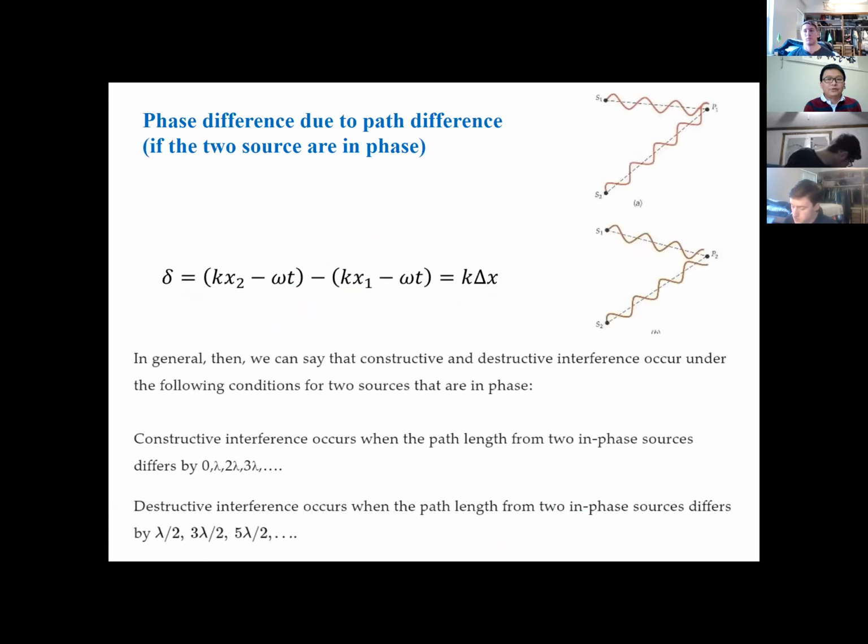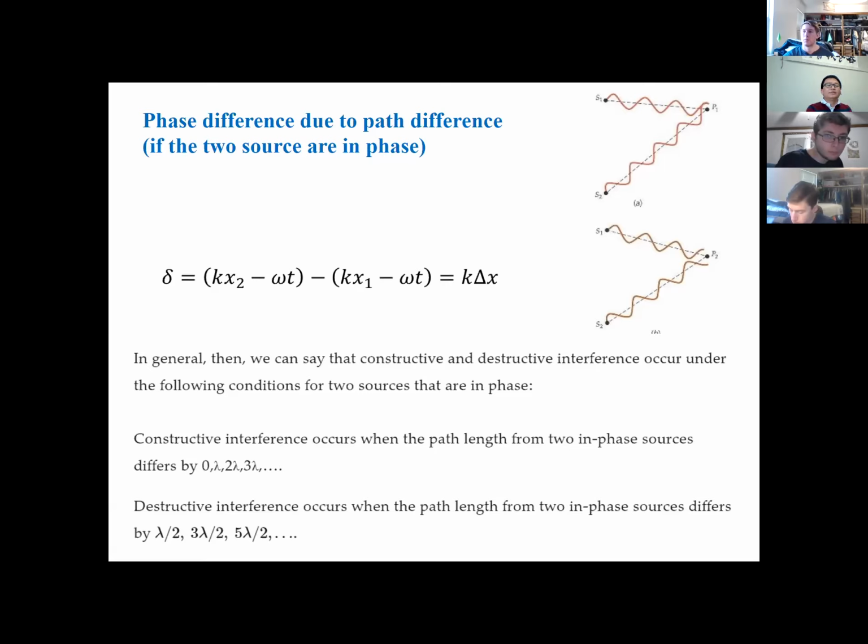So in the previous case, you have the original phase difference, right? Now, in this case, if the two waves meet at a location, and they take different paths, then there's a path difference. It will result in a phase difference overall, okay? So if the two waves come from two sources, they are in phase, then constructive interference happens when the two paths differ by zero, pi, two pi, etc.